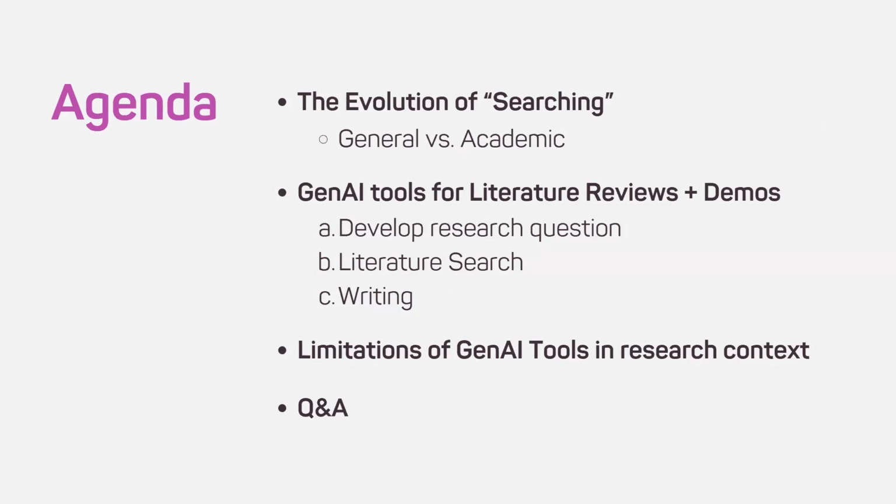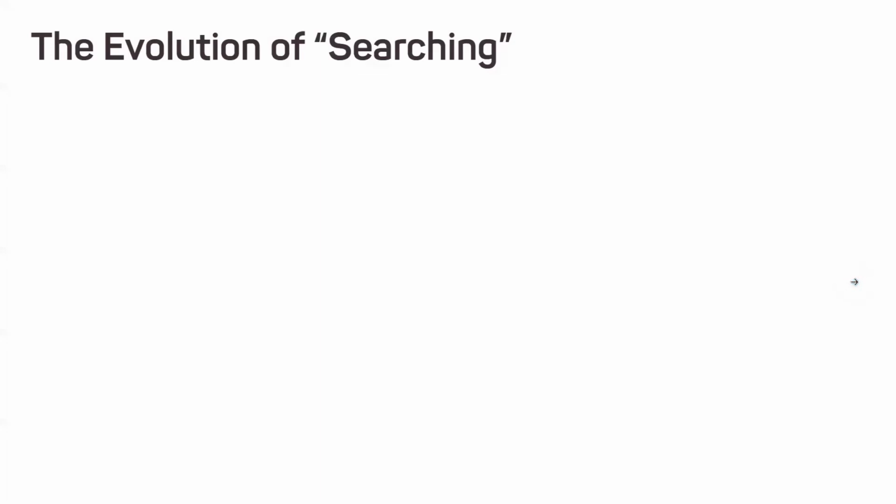In the second half of the session, I will also highlight the limitations of the Gen AI tools in a research context, which I think are very important. By knowing these, I hope that you will have a better understanding of the capabilities and limitations of each tool, so that you can make informed decisions when you are doing your own tasks. All right, let's start with the evolution of searching.